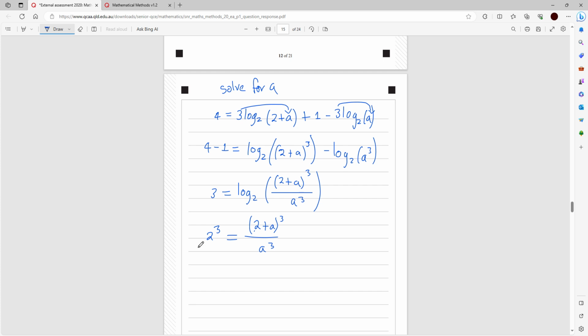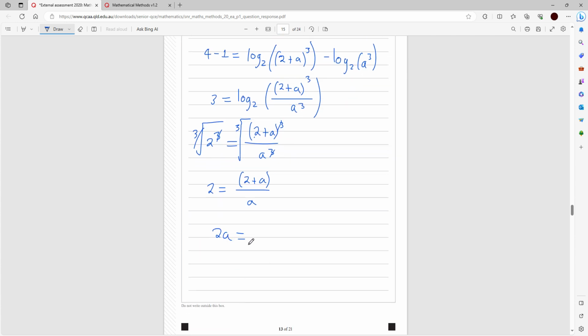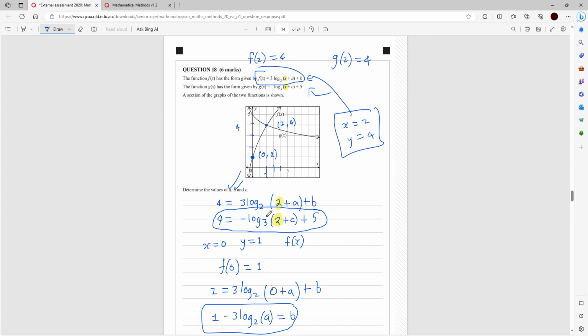And what I can do now is actually take the cube root of everything, pretty much. And it'll cancel that, that, and that. So we'll have 2 is equal to (2 plus a) on a. So what we're going to have is pretty much 2a is equal to 2 plus a. So therefore, my a is going to be equal to 2, because I'm minus a here, a equals 2. And that's what I do for a straight away. So I'll write up here, a equals 2.